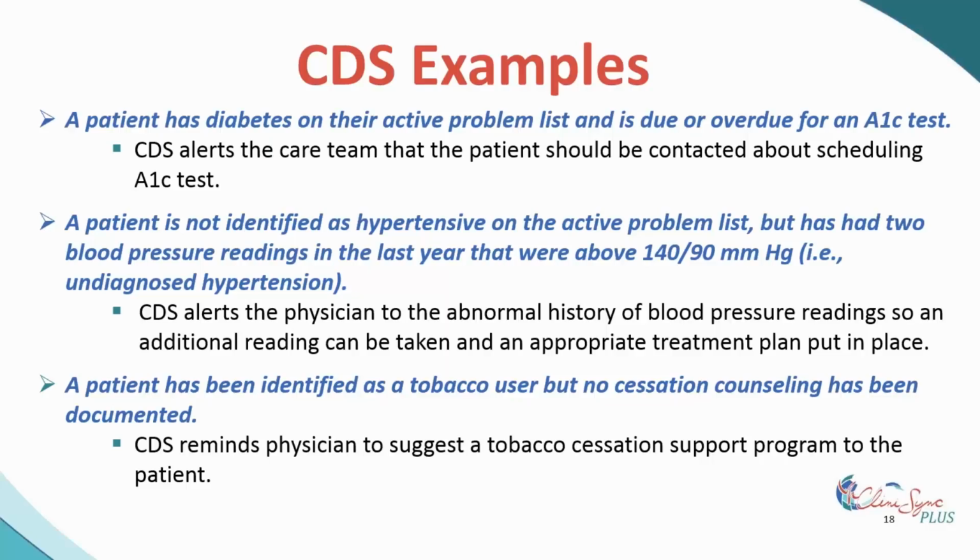A patient not identified as hypertensive. There is no active hypertension on the problem list, but they have 2 blood pressure readings in the last year that were above 140/90. They're potentially an undiagnosed hypertensive. The CDS alert should fire to alert the physician to the abnormal blood pressure history so that they can take an additional reading, or maybe even consider putting an appropriate treatment plan in place, or identifying that patient as a hypertensive.